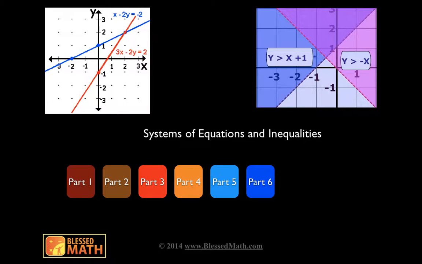So we are in part 3 of solving systems of equations and inequalities. In our last lesson, we went over how to solve a system of equations using the elimination method with two techniques, such as addition and subtraction. So in this lesson, we're going to dive a little deeper and go into multiplication, and using multiplication and addition combined.